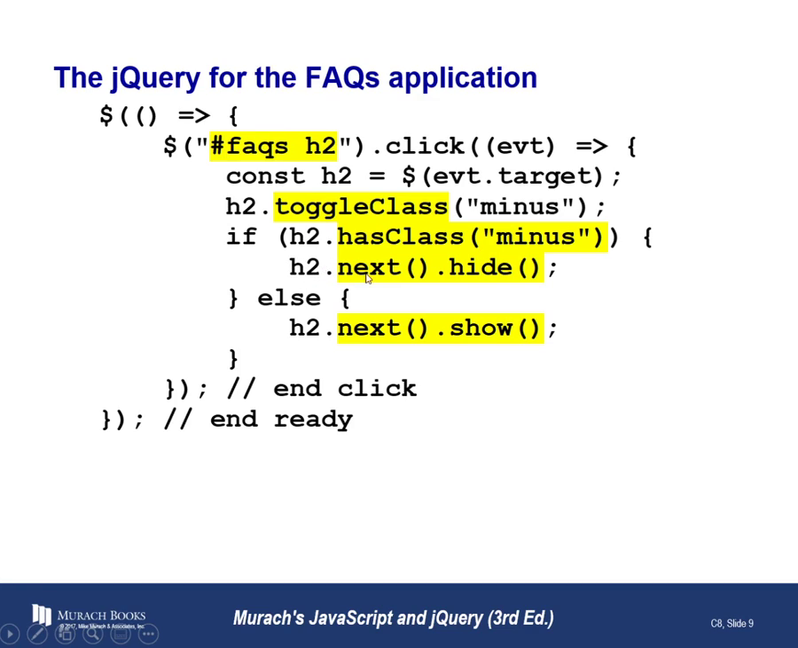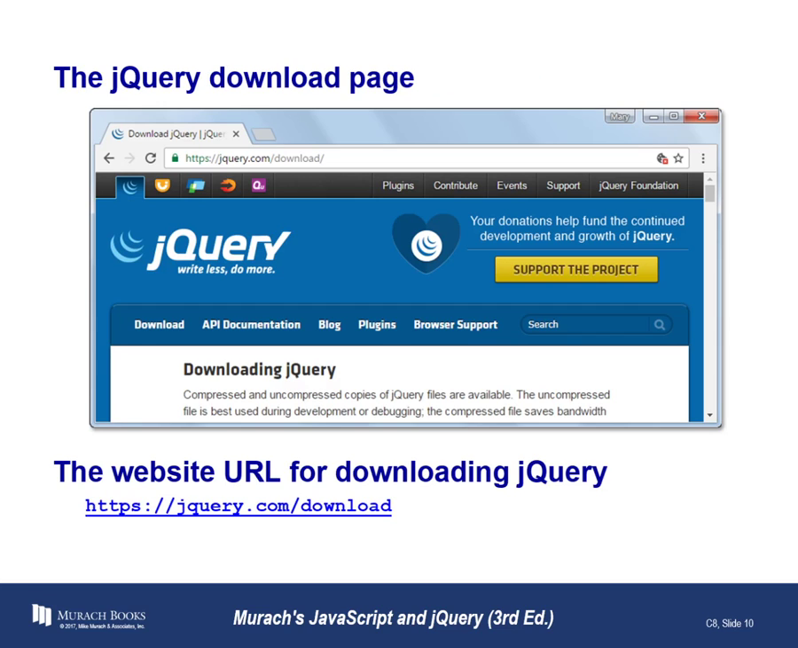It then takes the H2, goes to the next element, and hides it. Otherwise, if it doesn't have a class of minus, it shows the next element of the H2. So again, much simpler. Okay, what we're going to do as part of this lecture is dive down into some of these different functions, and really, we haven't written anything yet, so I think slide 9 might be a little bit overwhelming, but we're going to kind of step into it step by step. Okay, so don't let slide 9 intimidate you.